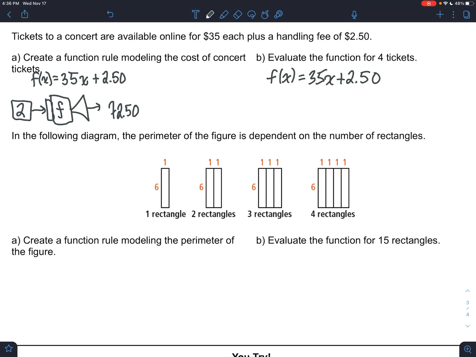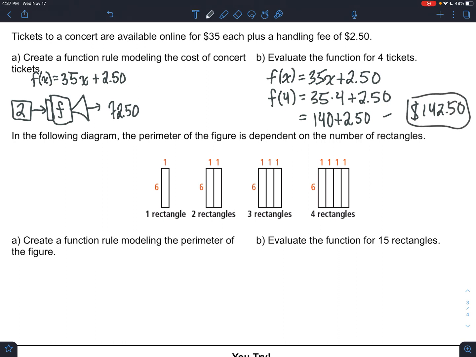Now, for x tickets, we just make it x, so we multiply it times the cost of the ticket, and then you add the handling fee. So it should be $142.50. But there's the whole story, right? F of 4 is that dollar amount. It reminds me that I plugged in 4. So this is the answer, the whole thing, all of this.